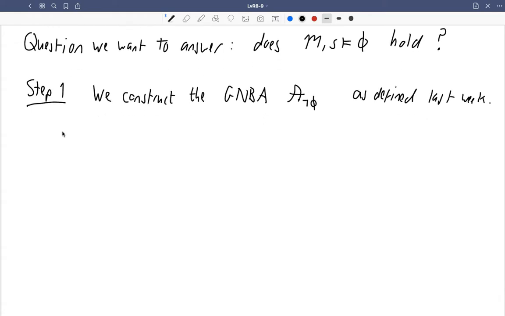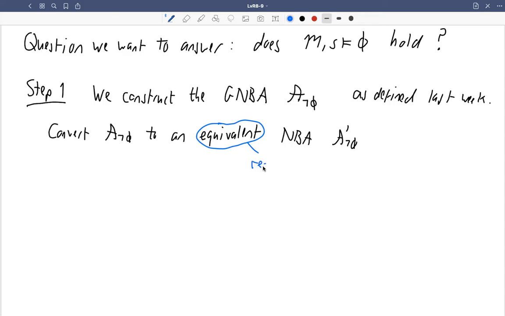And having done this, we convert it to an ordinary non-deterministic Büchi automaton that recognizes the same language. So we then convert A of not phi to an equivalent ordinary non-deterministic Büchi automaton, A prime of not phi. Equivalent means recognizes the same language. And how to convert a generalized non-deterministic Büchi automaton to a non-deterministic Büchi automaton is being done in the exercise classes.